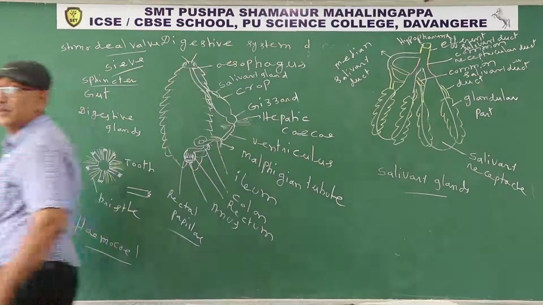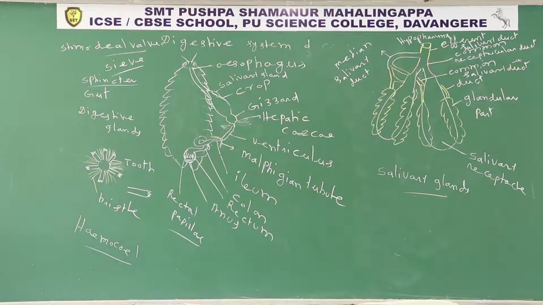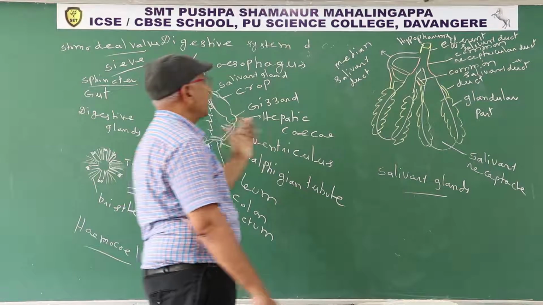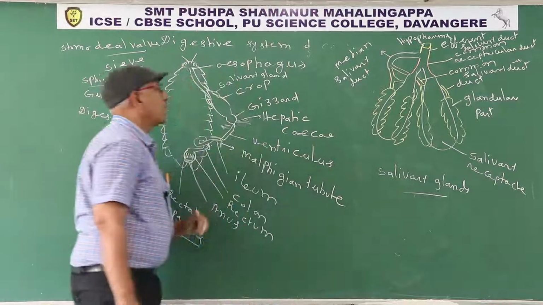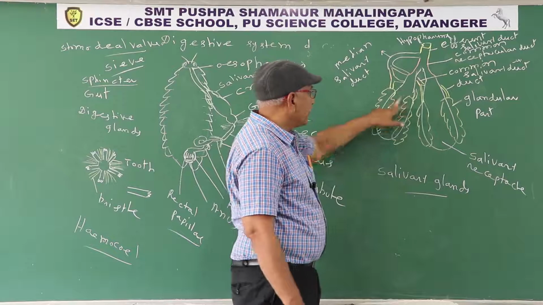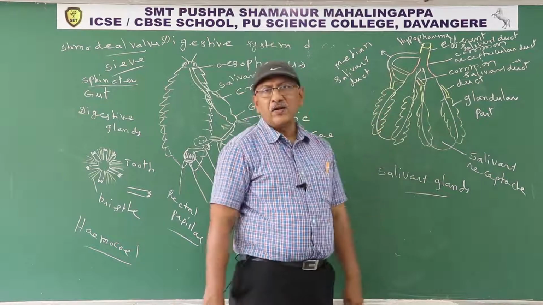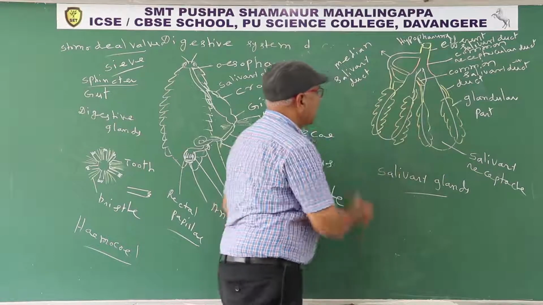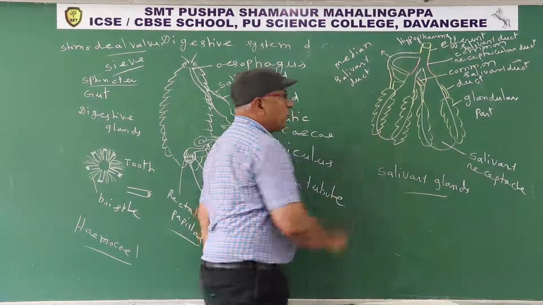Salivary glands, a pair of salivary glands present one on either side of crop. Each salivary gland contains two parts, salivary receptacle and glandular part. Glandular part is in the form of two lobes.